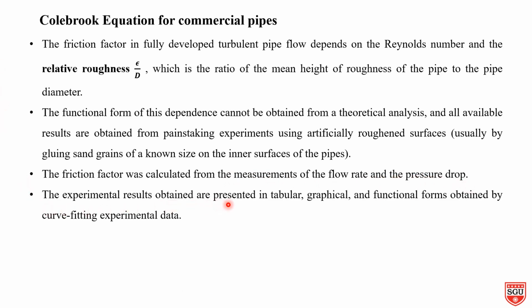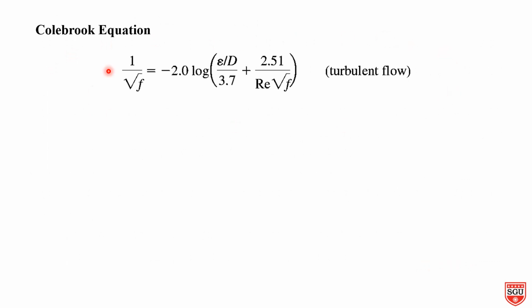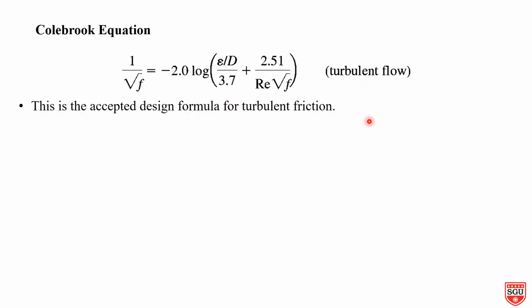The experimental results obtained are presented in tabular, graphical and functional forms obtained by curve-fitting experimental data. In 1939, Colebrook combined the available data for transition and turbulent flow in smooth as well as rough pipes into the following implicit relation known as Colebrook equation. This is the Colebrook equation. 1 upon under root F is equal to minus 2.0 log of epsilon by D divided by 3.7 plus 2.51 upon Re into under root F. It is for turbulent flow. This is accepted design formula for turbulent friction.